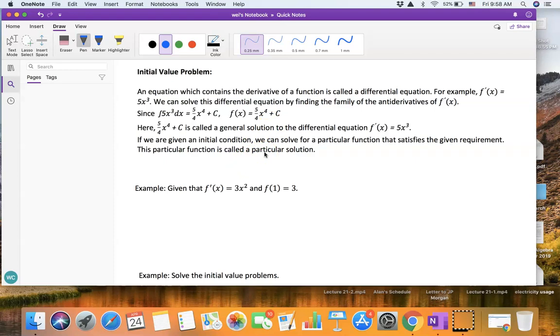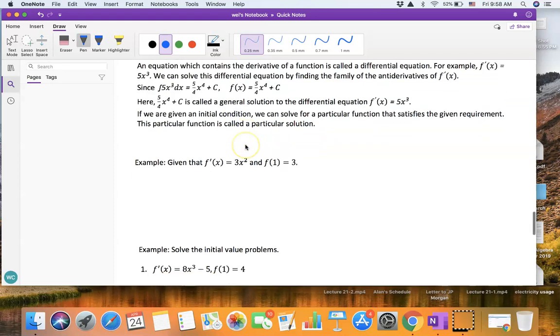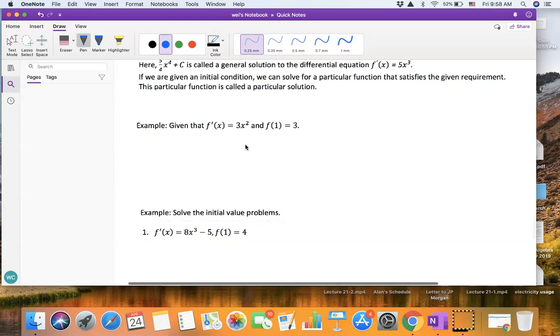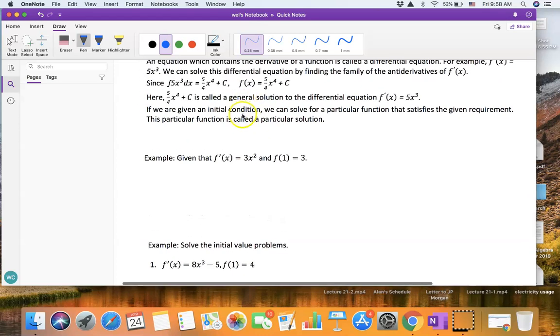Okay, and that actual information, we call it an initial condition. So an initial value problem is a problem in which we have a differential equation and we have an initial condition. So we can solve for the particular solution for that differential equation.